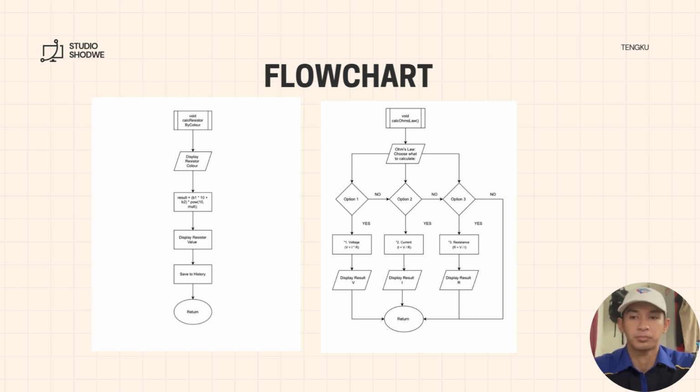Next, Ohm's law. In the Ohm's law section, the user can choose to calculate either voltage, current or resistance. If the user selects voltage, the formula used is V equals I times R. For the current, it is I equals V divided by R, and for resistance, it's R equals V divided by I. Once an option is selected, the program asks for the required input values, does the calculation and displays the result. This function makes it easy for the user to apply Ohm's law without doing the math manually. After that, the user returns to the main menu.